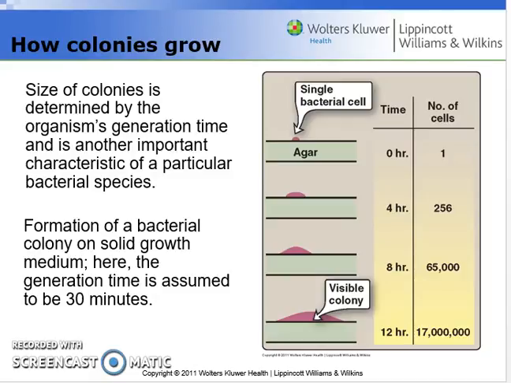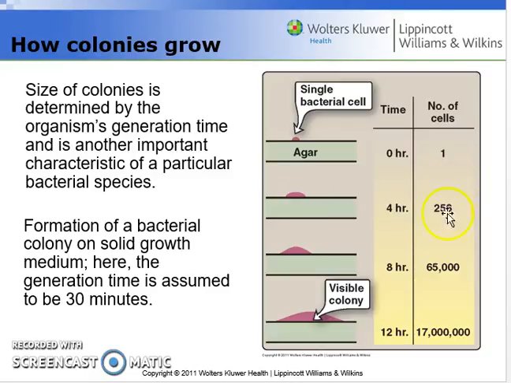The generation time of bacterial cells is considered to be every 30 minutes. So every 30 minutes, 1 bacterial cell is going to change into 2 bacterial cells. If you look at this diagram, you can see a single bacterial cell at time 0. That's going to be 1 cell. And then after 4 hours, we end up having 256 cells, because you have this exponential growth rate of the bacterial cells every 30 minutes.